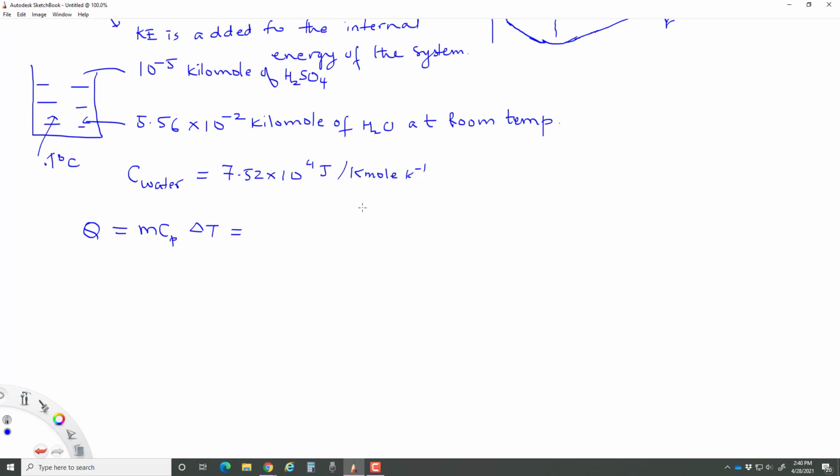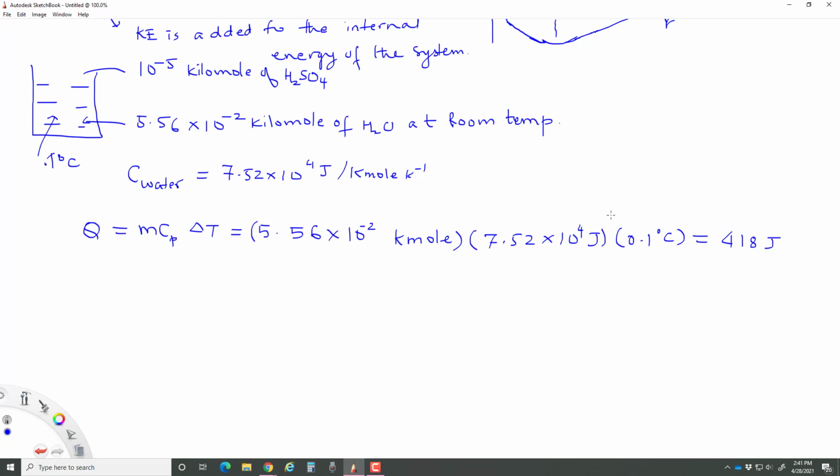And here the mass of water, in terms of moles, is 5.56 times 10 to negative 2 kilomole, the specific heat capacity of water is 7.52 times 10 to 4 joules, and the change in temperature is 0.1 degrees Celsius. So this gives us 418 joules.